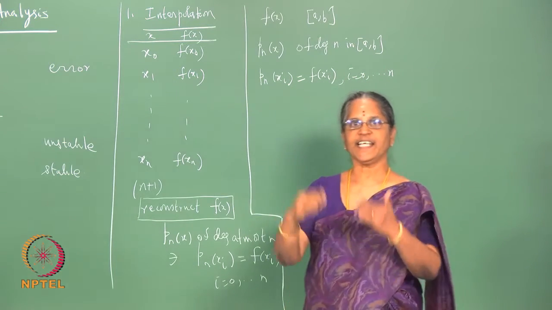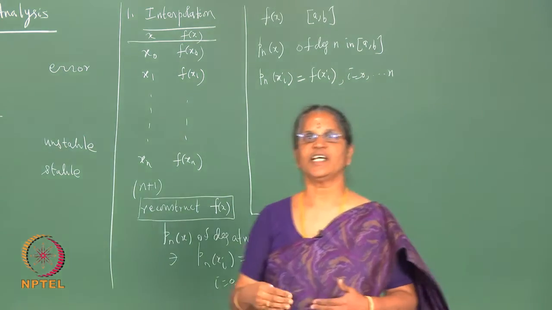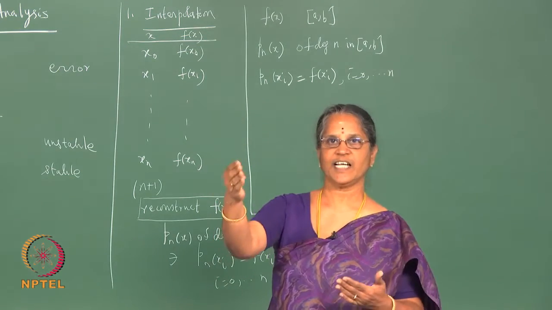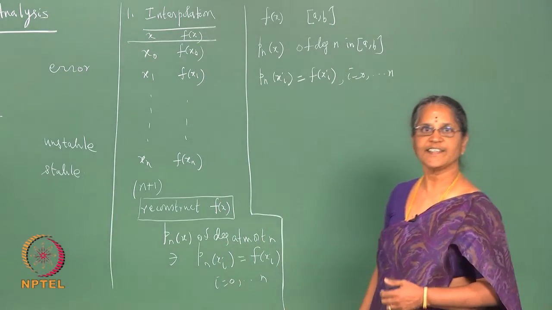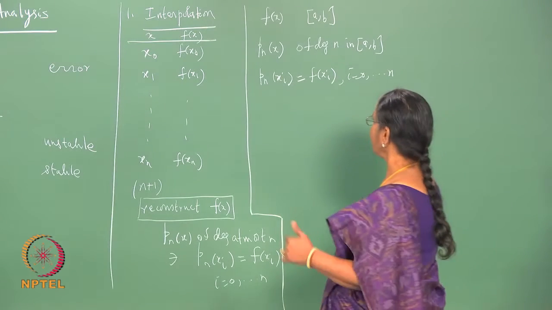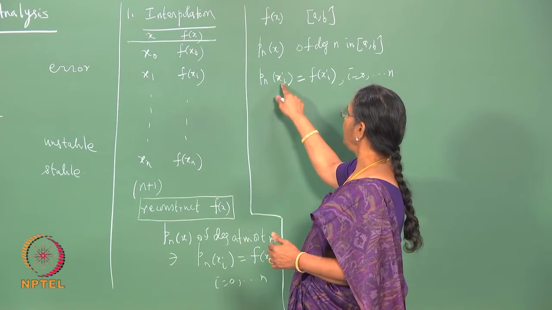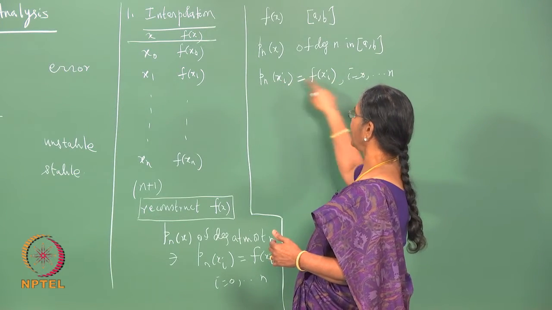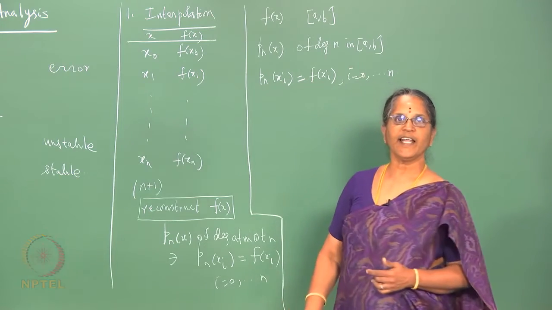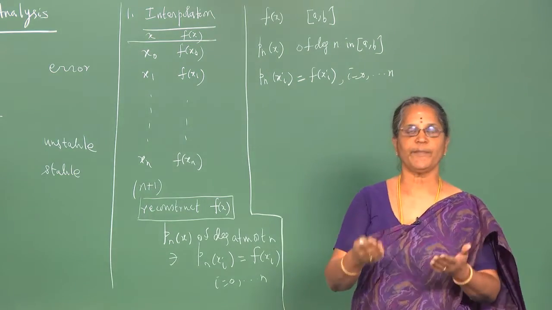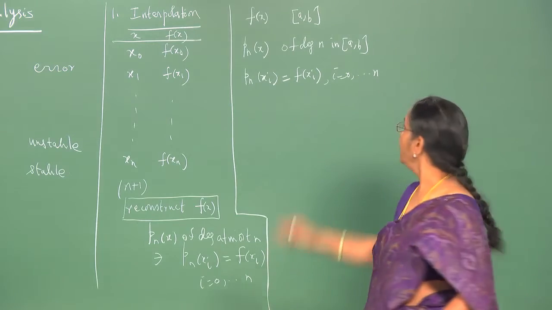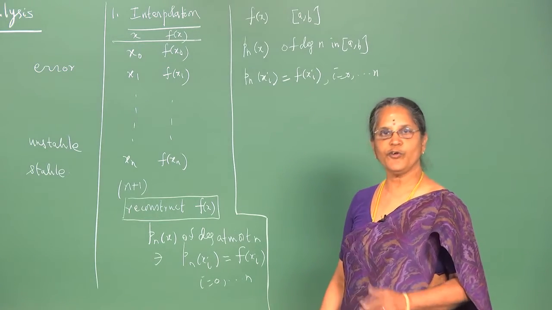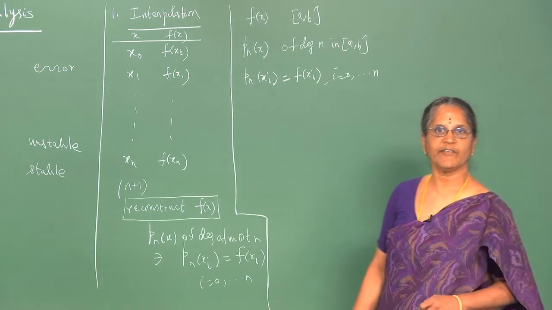So, if I determine such an approximation to the function f of x by means of a polynomial Pn of x such that Pn passes through the points xi and Pn takes the value f of xi at the point xi, then I have a polynomial that approximates this continuous function f of x in the interval [a, b], whose values are all known to me in the entire interval [a, b].